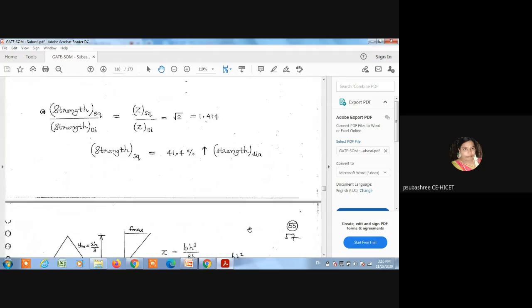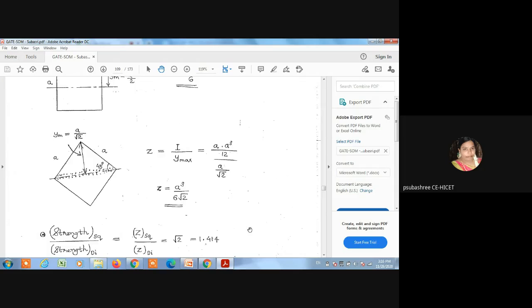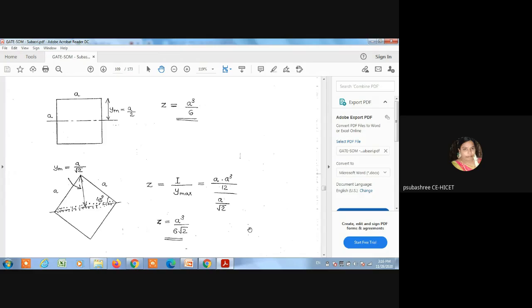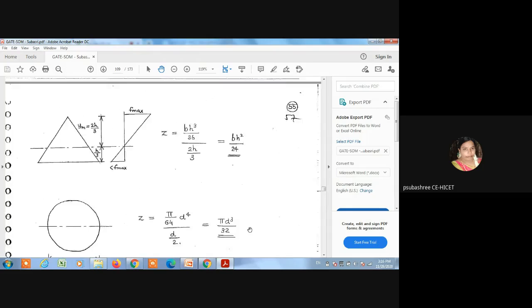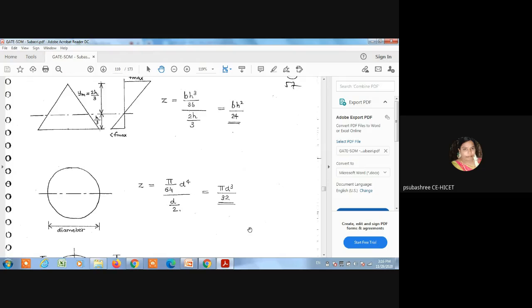First, you should know the section modulus formulas for different sections. For example, square, rectangular, hollow rectangular, circular, and hollow circular. Then the triangular section.